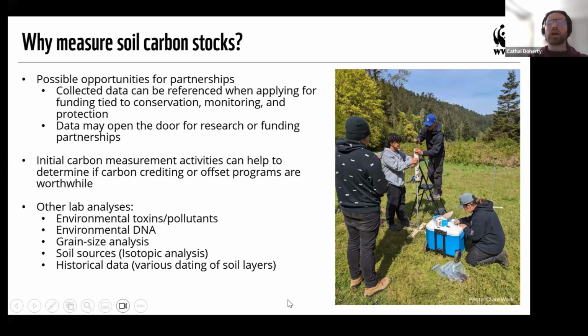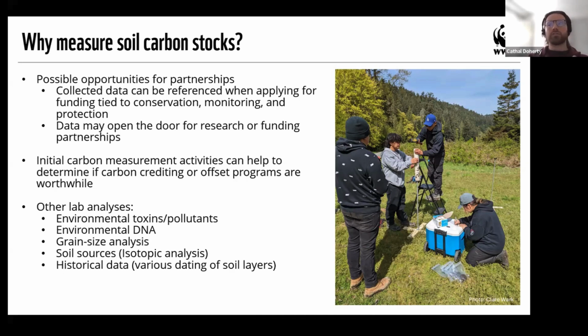In addition, collecting data on soil carbon may open the door to creating different partnerships, and this can come in the form of research partnerships or funding partnerships, and this can help further support different conservation, monitoring, and stewardship programs. Soil carbon sampling at any level can also help inform baseline values, and these are the foundation for your offsetting projects, your research projects, any type of project.